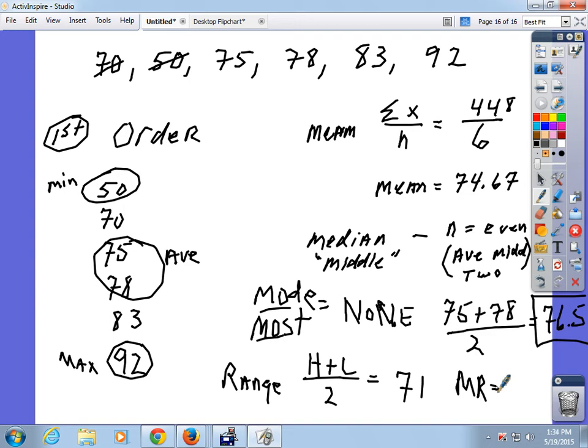Okay, let's just switch it. This is the mid-range. Sorry. And this is the range. Range is your highest minus your lowest. Duh. Sorry about that. Everybody's allowed one brain bubble a day. Range is your highest minus what? Your lowest. And that's going to be 92 minus 50 is what? 42?